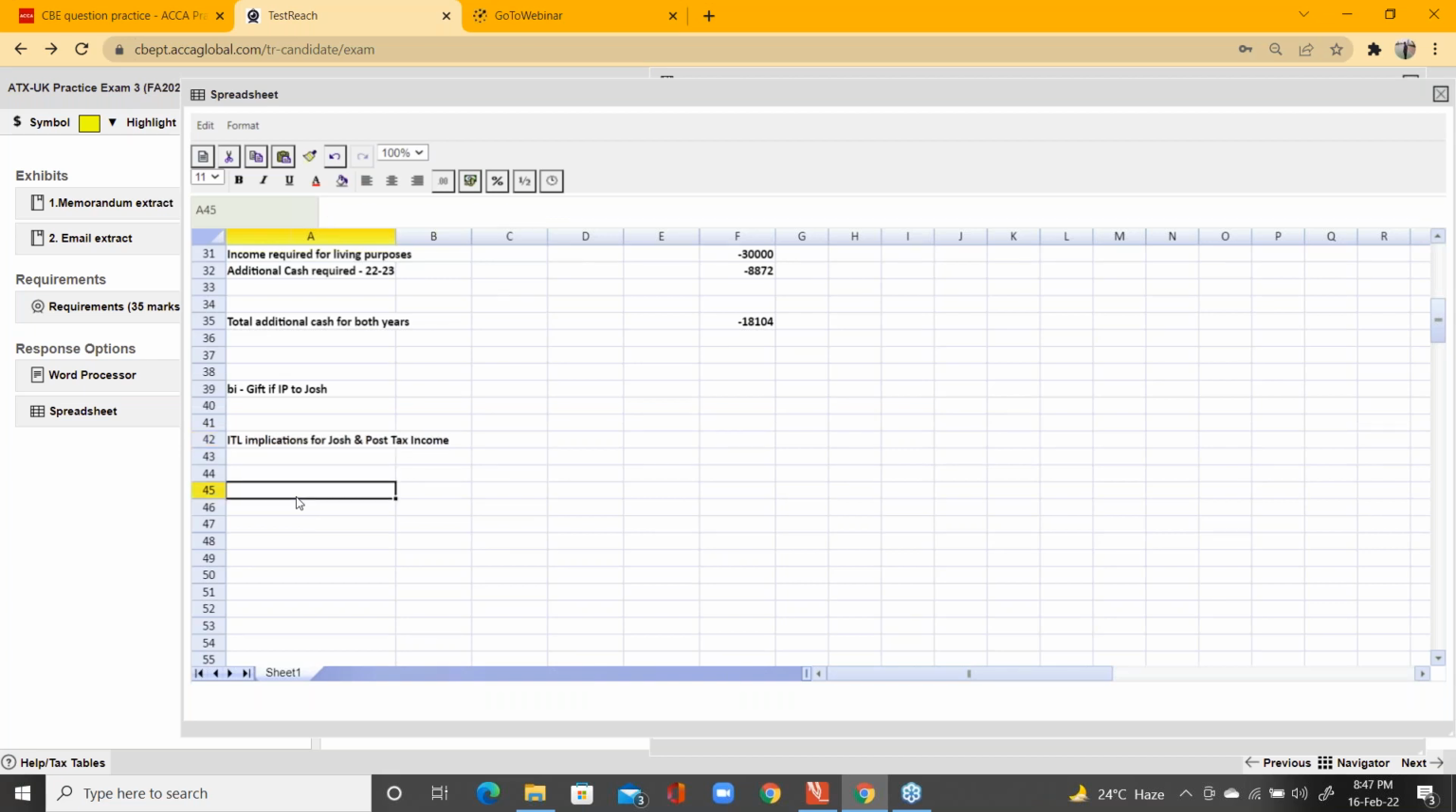After this, I'm just marking the headings, then I can move my heading to other cells. Capital gain tax implications for Maya only. And under B1, another thing, IST implications for both Maya and Josh.